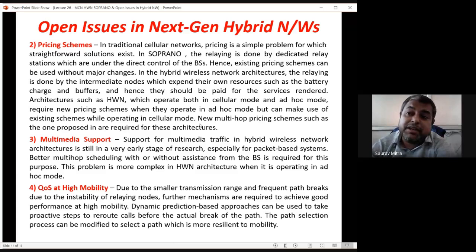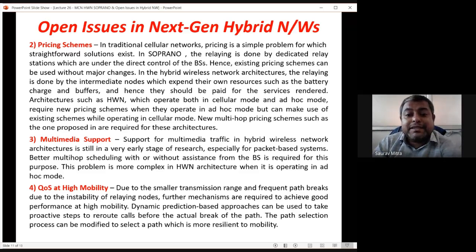So we have seen there is something called switching. Okay, so continuously there goes an algorithm that if nodes A and B are in two different positions, which architecture will be better, or which architecture will be less costly, will cost less power, whether it will be a cellular type of architecture or an ad hoc type of architecture. Okay, and depending on that, the cost of network usage also has to change. That is what they're saying, that a new pricing scheme is needed when they operate in ad hoc mode, but they can make use of the existing scheme while operating in cellular mode. So both these two things should be charged differently.